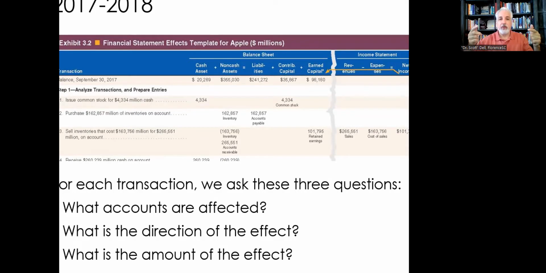Then we bought inventory on account. On account, okay, that's a payable. That's a trade payable. Not accounts receivable. When we owe someone money, it's a payable. So our accounts payable jumped up and so did our inventory. Our T account would have accounts payable on the right going up and our inventory on the left going up. And then we sell inventories.